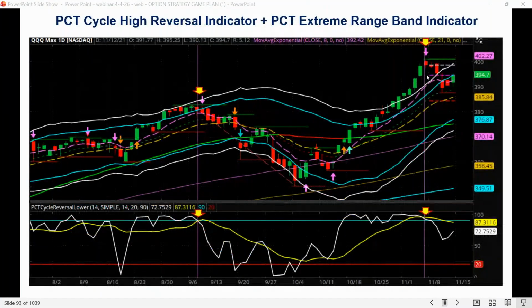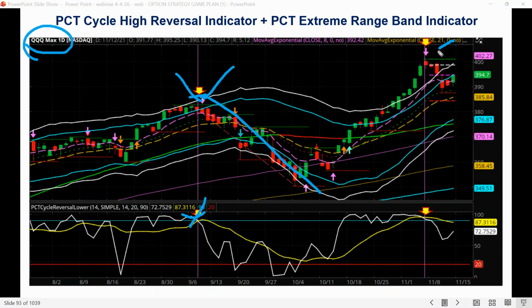You can see here the extreme range bands with the cycle reversal indicator, a really great combination of tools. This was on QQQ, the daily time frame. You see a cycle reversal here, and it stretched up here to the extreme range band 3, then pulls back. Here was another one starting to set up, really stretched out.